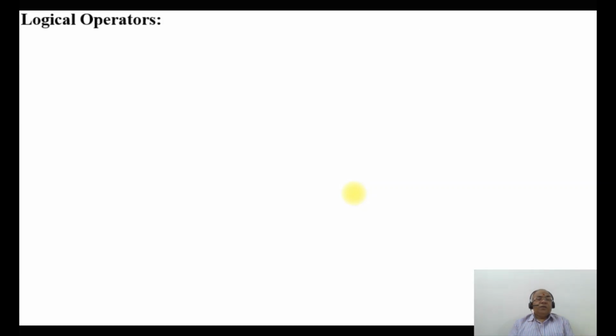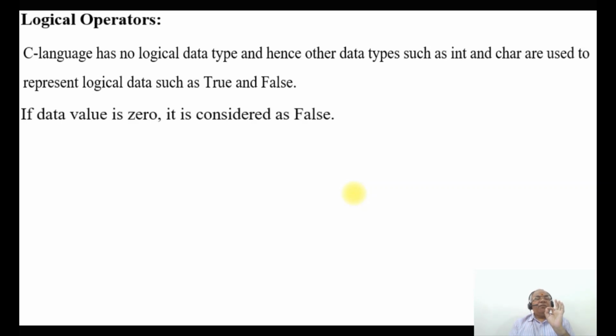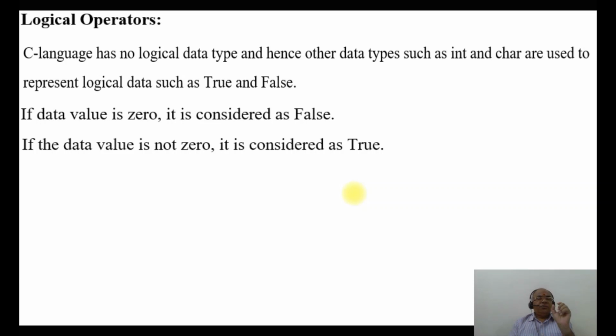So result is 1. Now we are going to have the logical operators. What are the logical operators you have? The C language has no logical data type, and hence other data types such as int and char are used to represent logical data such as true and false. If the data value is 0, it is considered as false. That is what we have done here also.